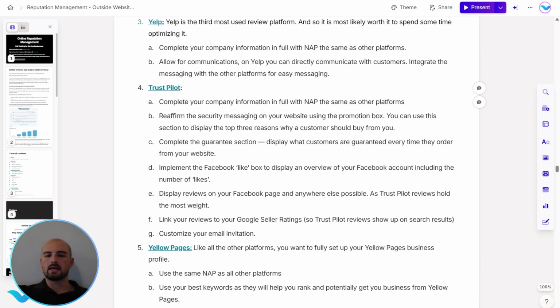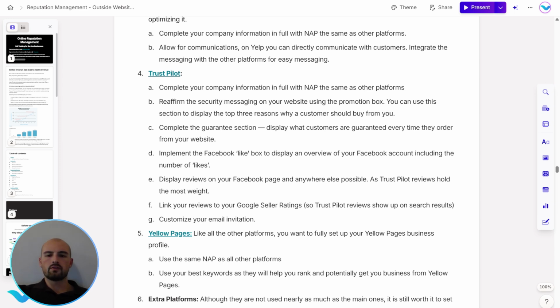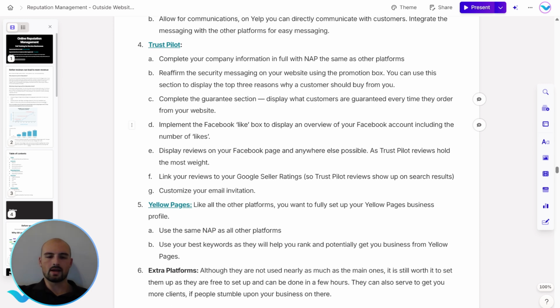So same thing for Trustpilot, complete your company information fully. Reaffirm the security messaging on your website using the promotion box on Trustpilot. You could use this section to display the top 3 reasons why customers should buy from you. So again, you could fill out basically every single thing there is on Trustpilot just to make it really complete and show that you're actually active and live. Complete the guarantee section, display what customers are guaranteed every time they order from your website or they interact with your website.